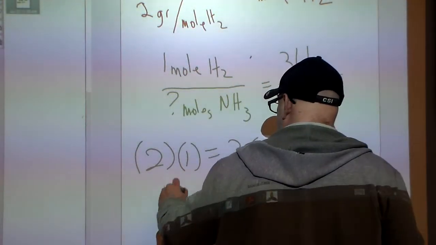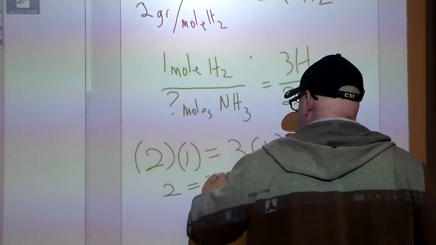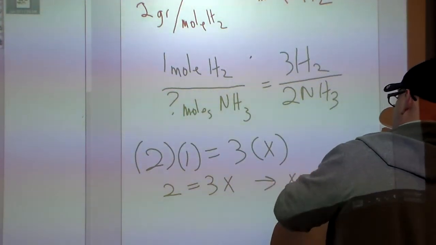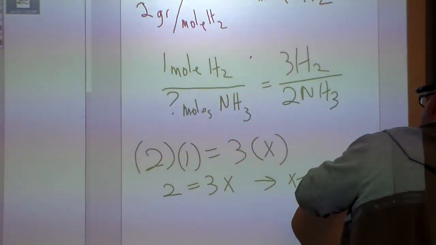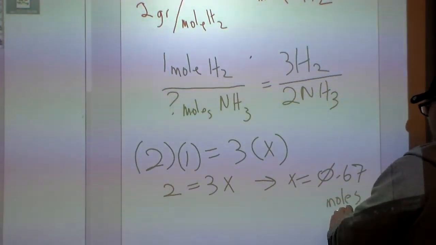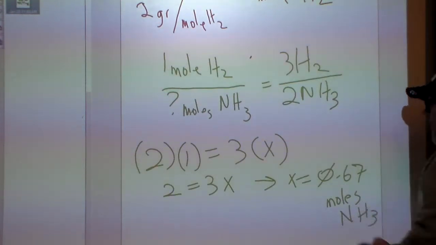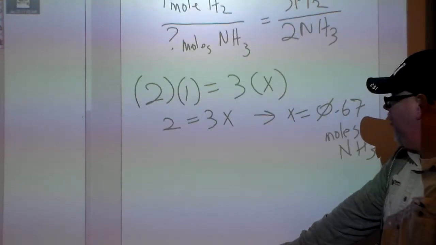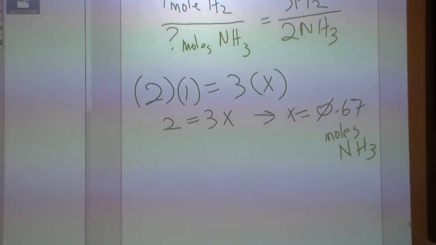Okay, so we'll go 2 is equal to 3x. Therefore, x is going to equal 0.67 moles of ammonia. So that's how many moles of ammonia that we have. We're good to go on that. So now we've done the second part.